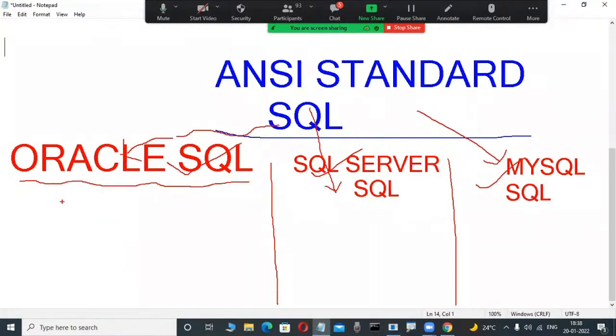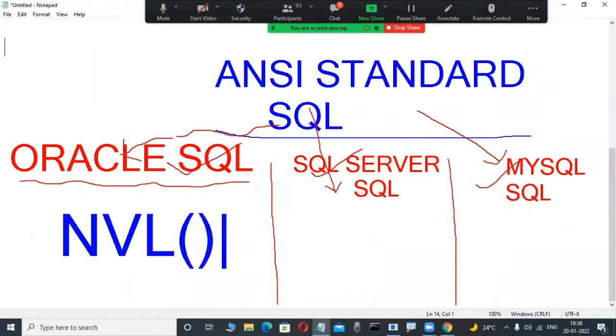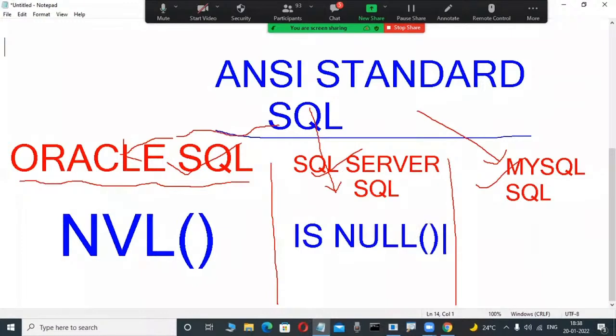And functions are also different. Suppose we are handling null values. On the Oracle side, NVL is a function. But if I use the same function in SQL Server, does it work? No, not working. Why? Because that is a different language. That's why in SQL Server, ISNULL is the function we use for handling null values.